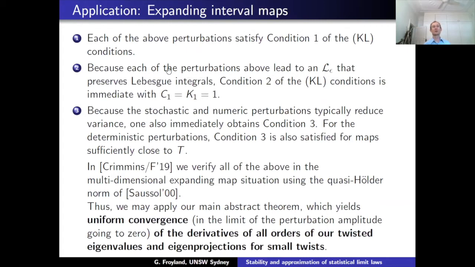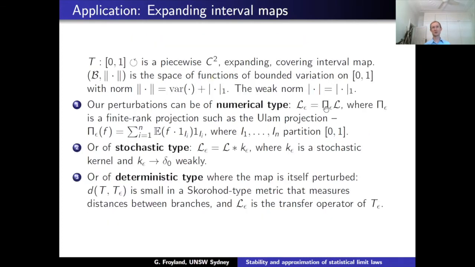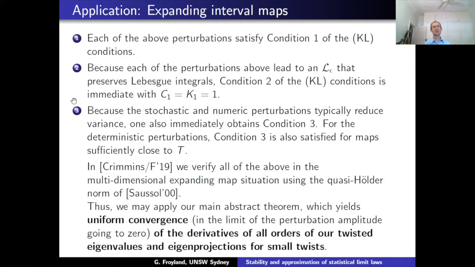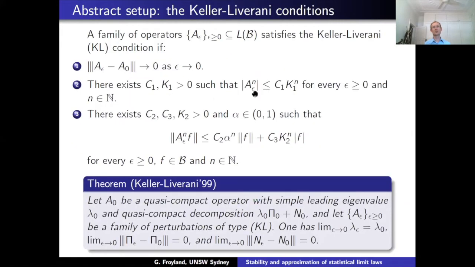Each of the perturbations gives you a Markov L epsilon, meaning that the perturbed operator still preserves Lebesgue integration. This projection pi epsilon preserves Lebesgue integration, convolving with a stochastic kernel preserves Lebesgue integration, and just choosing a different map, you also get a transfer operator preserving Lebesgue. So actually, condition 2, this one, is the L1 norm. If you take powers of a Markov operator, on the right-hand side you can just put 1. So K1 can be 1, C1 can be 1. So that's trivial in this case.